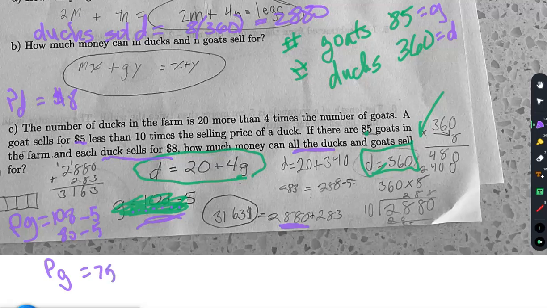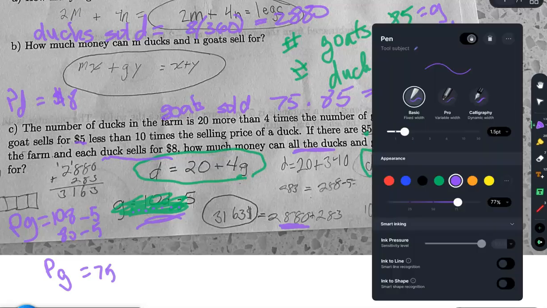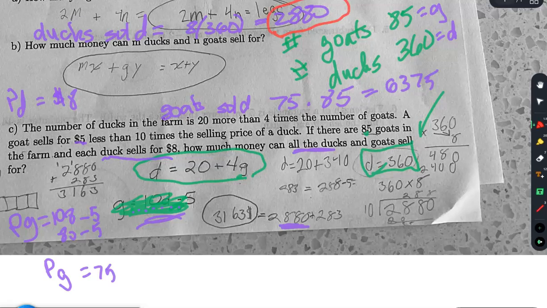So now I can say if I sell all the goats sold would be $75, right? Because that's how much they sell each, times 85. And that would give me 6,375. So the total amount of money that we would get would be adding these two numbers together. So you just got mixed up with just one little number there. Otherwise, you were really good, this was a hard problem.